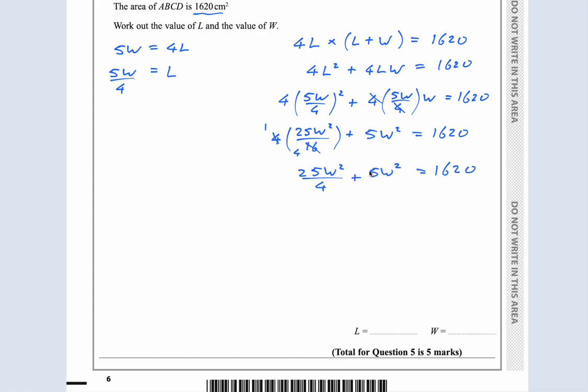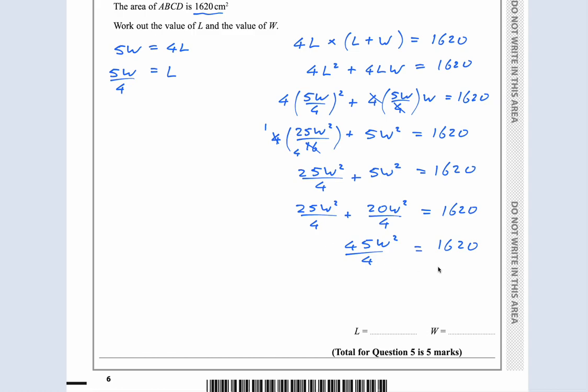Number of ways I could do this. I'm going to add these two together using a common denominator. So I have 25w squared over 4, and this is going to become 20w squared over 4. Common denominator, and it's 20 because if I've got a denominator of 4, I need to multiply the numerator by 4. 5 times 4 is 20. So obviously 20 over 4 is equal to 5. And this is equal to 1620. 25 plus 20 is 45. So 45w squared over 4 equals 1620.